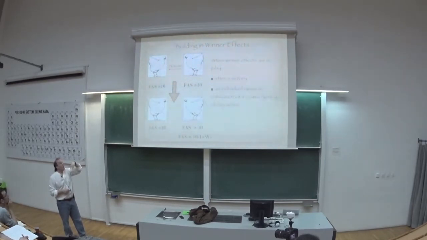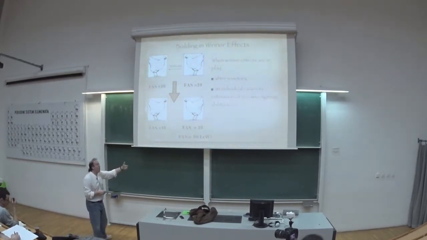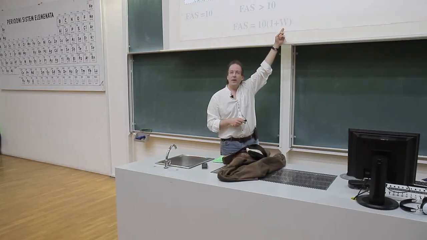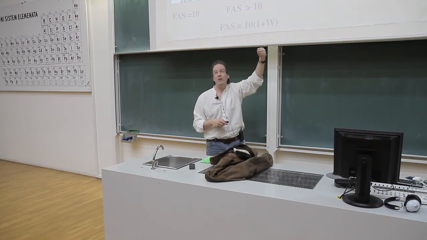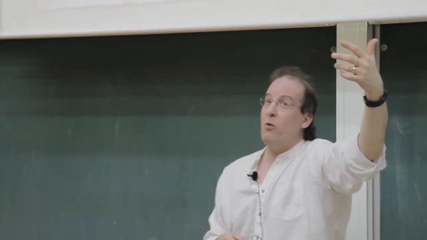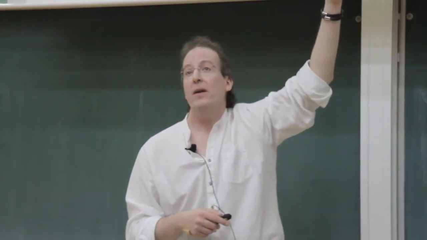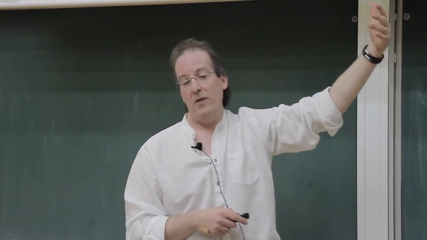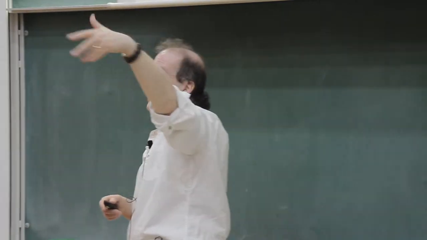Then the blue one changes its estimation of its fighting score. It used to be 10, and now it's something bigger. How much bigger depends upon what I make the winner effect. I can make a very strong winner effect, or a very weak winner effect. If I made the winner effect, for example, 10%, 0.1, then you would take your original score and multiply it by 1.1, and so your score would now be 11. If I wanted to make a really strong winner effect, I could make the winner effect 0.5, so that after you won this fight, you estimate your fighting score as 15 rather than 10. So that's a variable. It turns out it's not all that important, but it's a variable in the model.